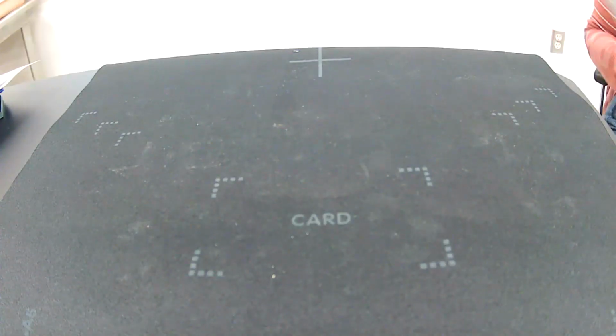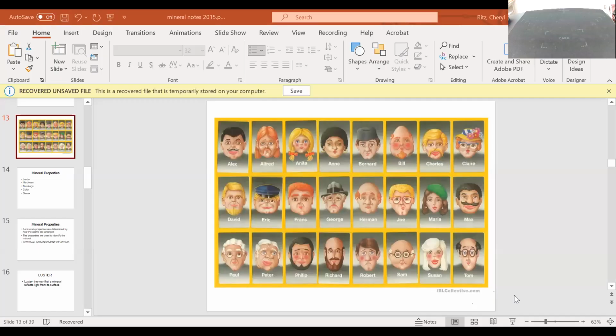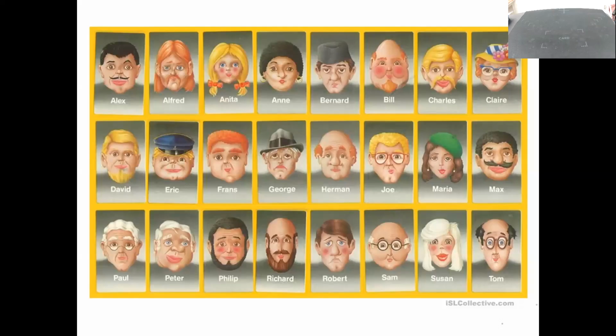In your chapter 3 packet, we started yesterday. And let me just review quickly what we did yesterday. We talked about mineral properties and how identifying a mineral is a lot like playing a game of Guess Who. We're actually going to try this today.